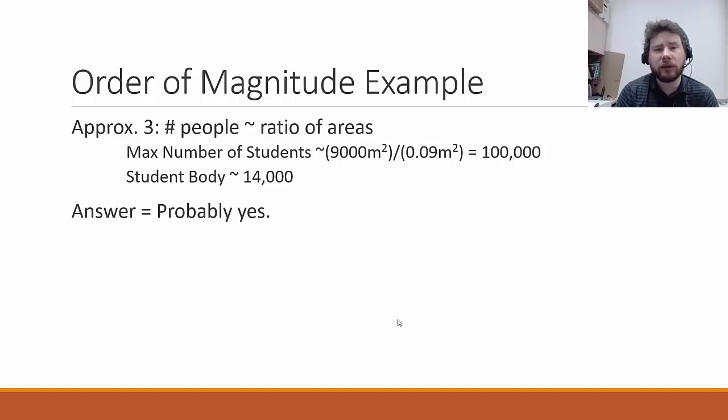You may want to go back and do this in a little bit more detail, but yeah, in a quick approximation, this is probably physically possible to stuff everybody into Alico Arena if needed.